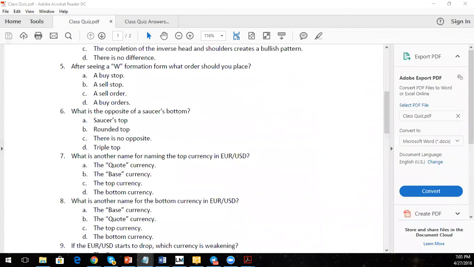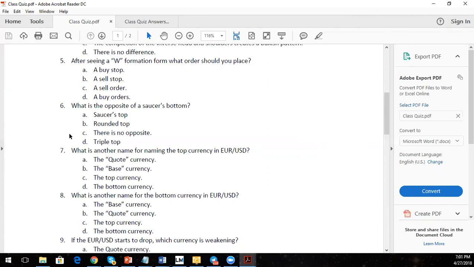All right, so the right answer to this question is D, guys. Okay, so yeah, the right answer to this question is D for number 5. Number 6, what is the opposite of a saucer's bottom? Is it the saucer's top, rounded top, there is no opposite, or triple top?